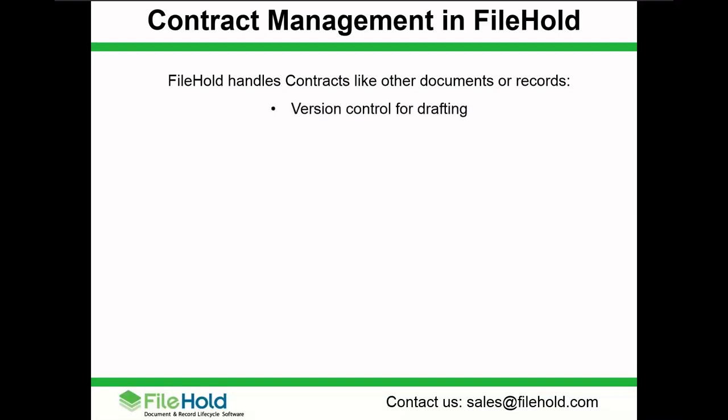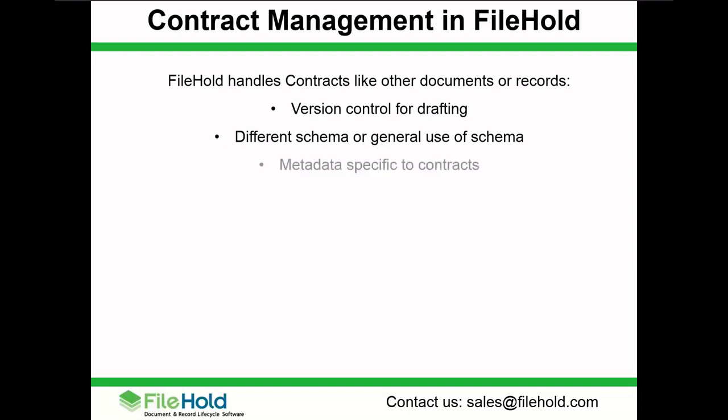We're talking about version control for dealing with drafts of contracts, so that as something moves through an iterative process, you can add content to it, remove content, make sure it's up to date and accurate. If you need to revise an existing contract, you can also do that while retaining the original within the system. Different schema or general use of schema towards contracts. So we can have one schema for one particular type of contract, or we can use a general contract schema for multiple kinds. That's what I'm going to be showing today, sort of using that as an operating model.